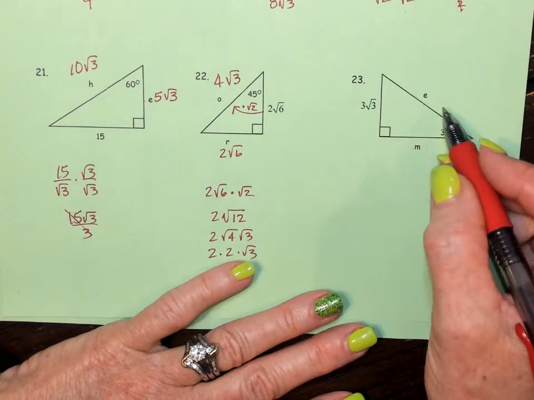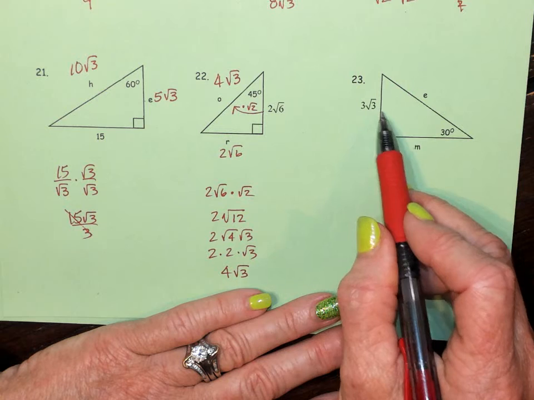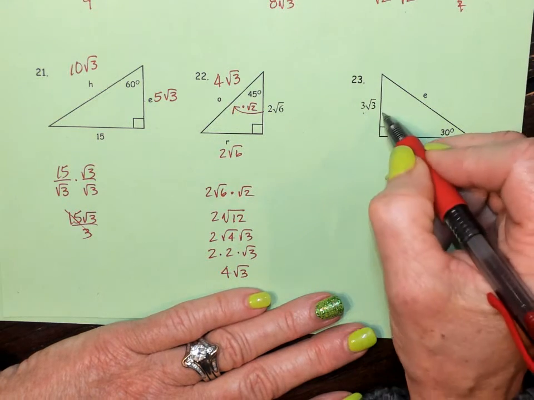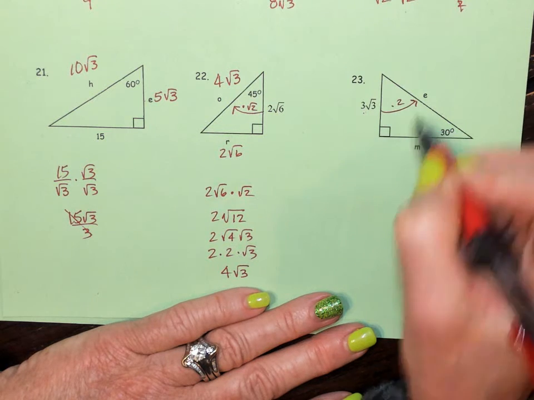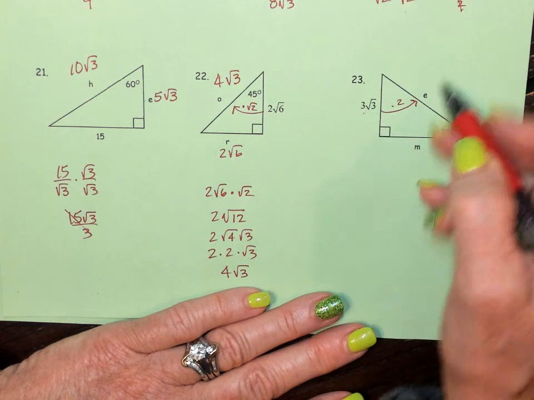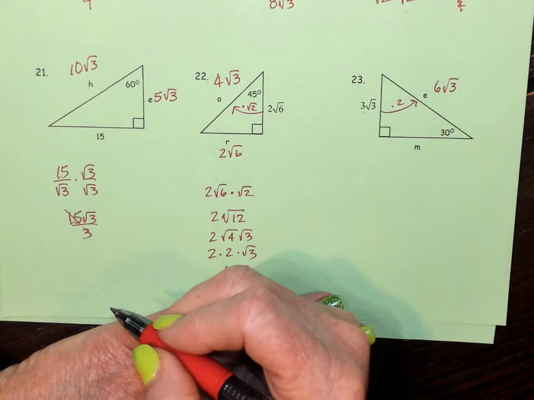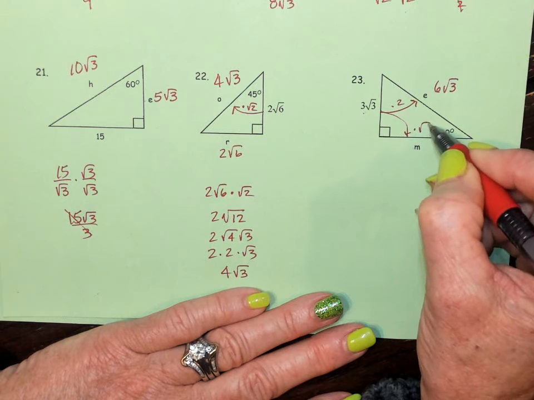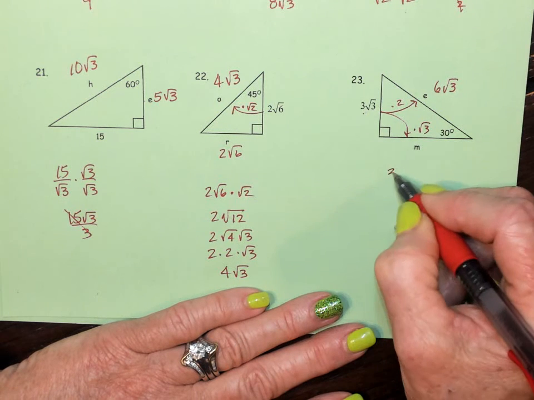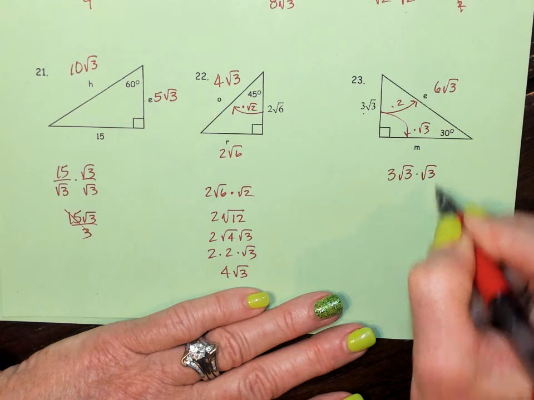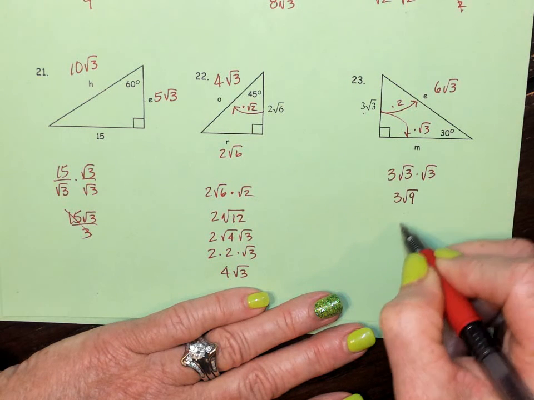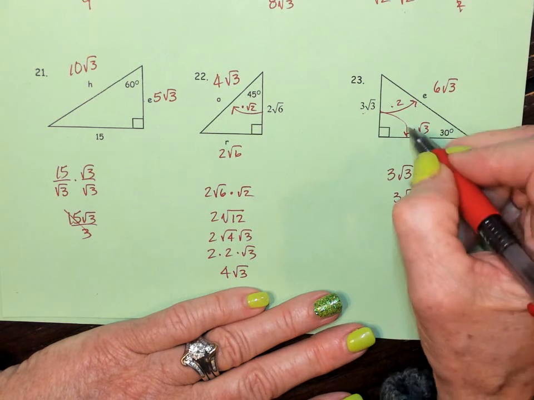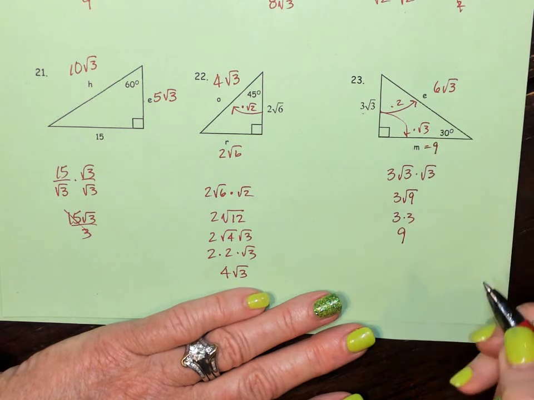Number 23. Let's see, that 3 square root of 3 is opposite of the 30, so it's on the short leg. Short leg to the hypotenuse, we just times by 2. So that's going to give us 6 square root 3. From the short leg to the long leg, times by square root of 3. 3 square root 3 times square root 3 is 3 square root 9, 3 times 3, which is 9. So M here is 9.